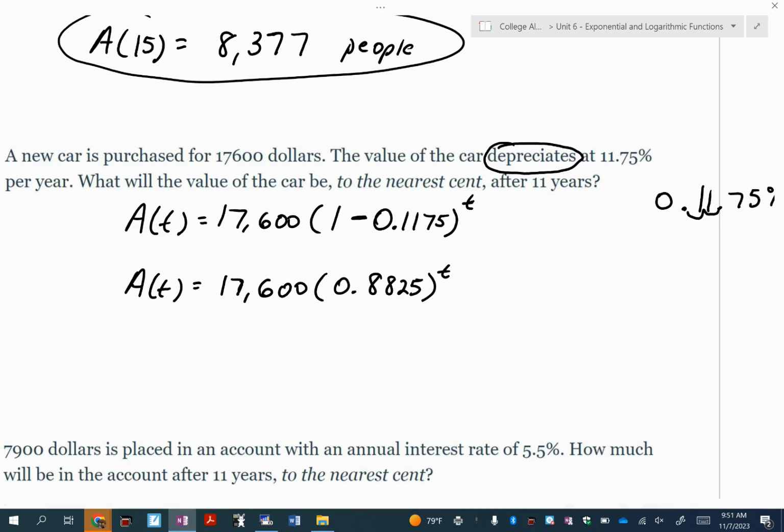Can somebody do 1 minus 0.1175? How'd you get that? Is it 0.8825? Okay, say it again. How'd you get that number? 0.8825. I subtracted 1 minus 0.1175. You don't have to do that, Luke. You can get the right answer. Some people like to do that.